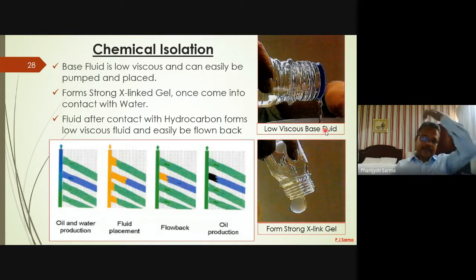So what happens in the process is that this is water and the others are, say, oil. The chemical is injected into all the layers, but this will become solid and the remaining will be low viscous and get produced. Now this zone is chemically isolated.